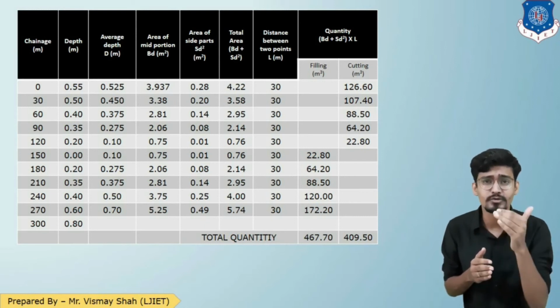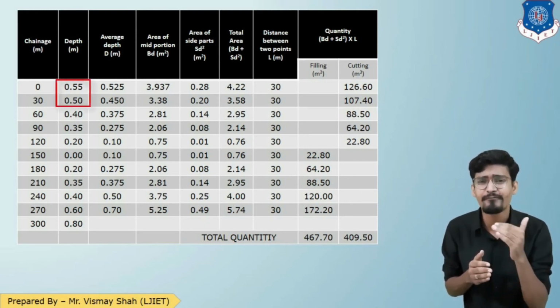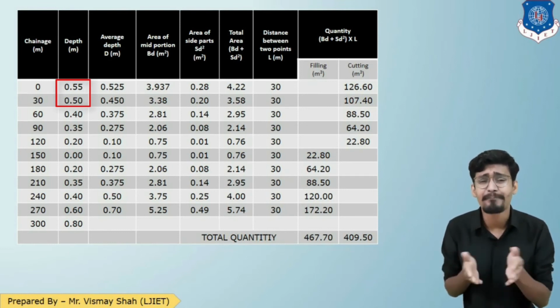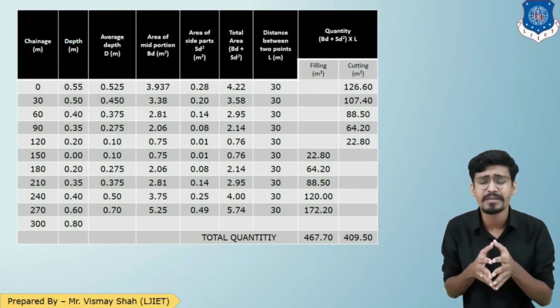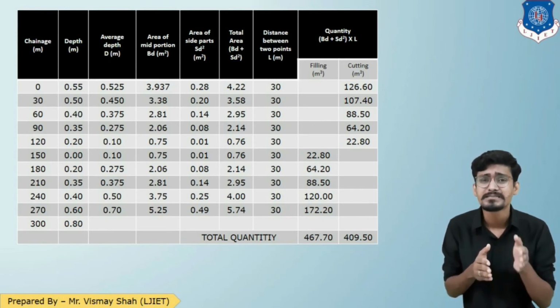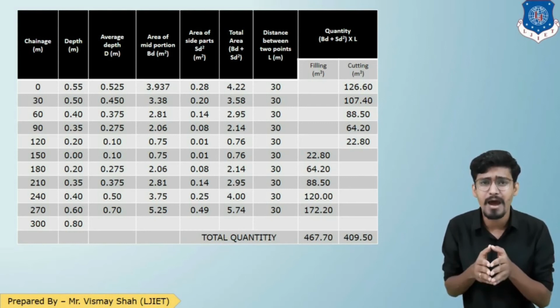So the average depth of two successive points: 0.55 plus 0.50 divided by 2 will be the average. So the average depth will become 0.525. Now after finding the average depth, we need to find the mid portion area, that is BD. Now B is your 7.5, D you have just found, 0.525. So that will be around 3.93.